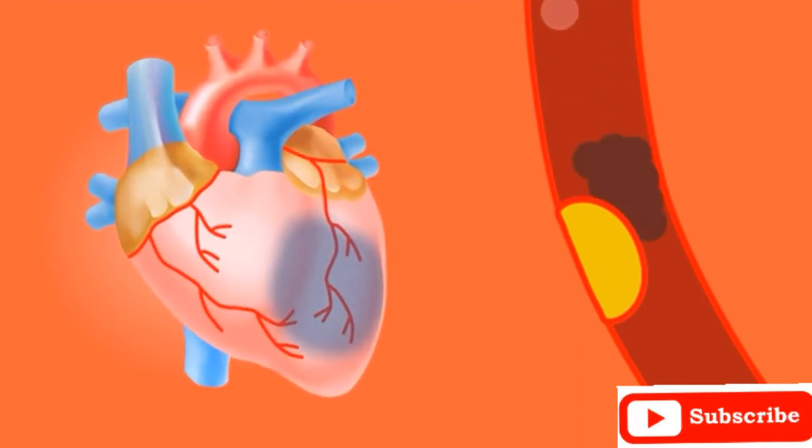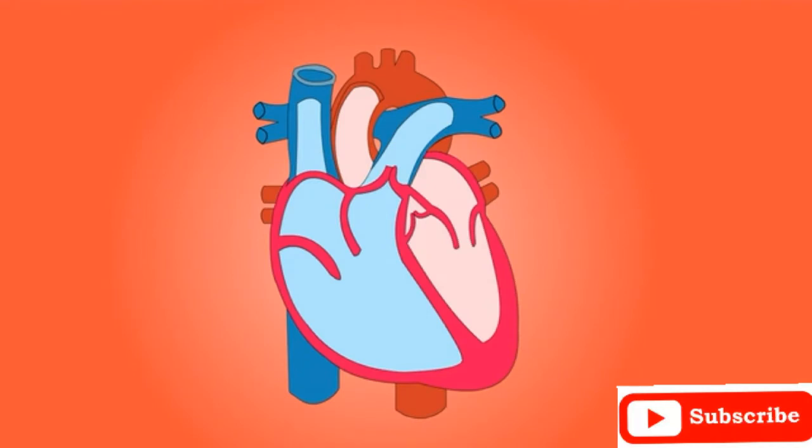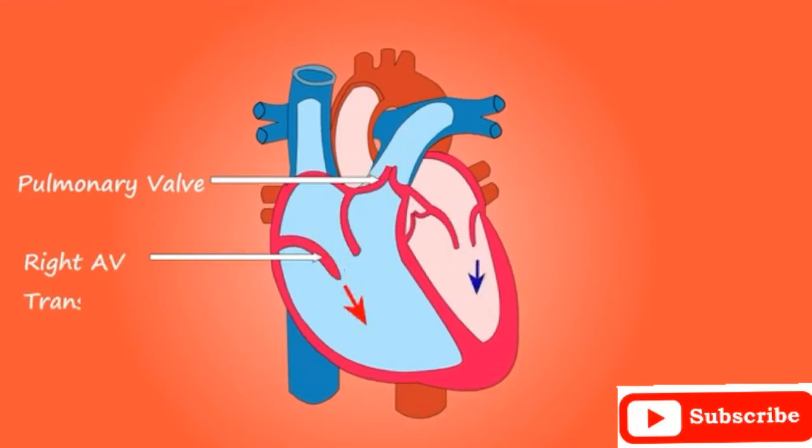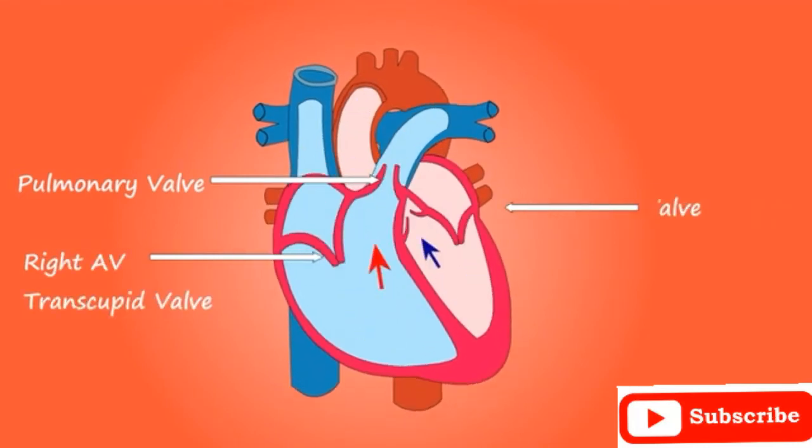So, what are the chambers of the heart? The heart is divided by vertical septa into 4 chambers: right and left atrium, right and left ventricles.